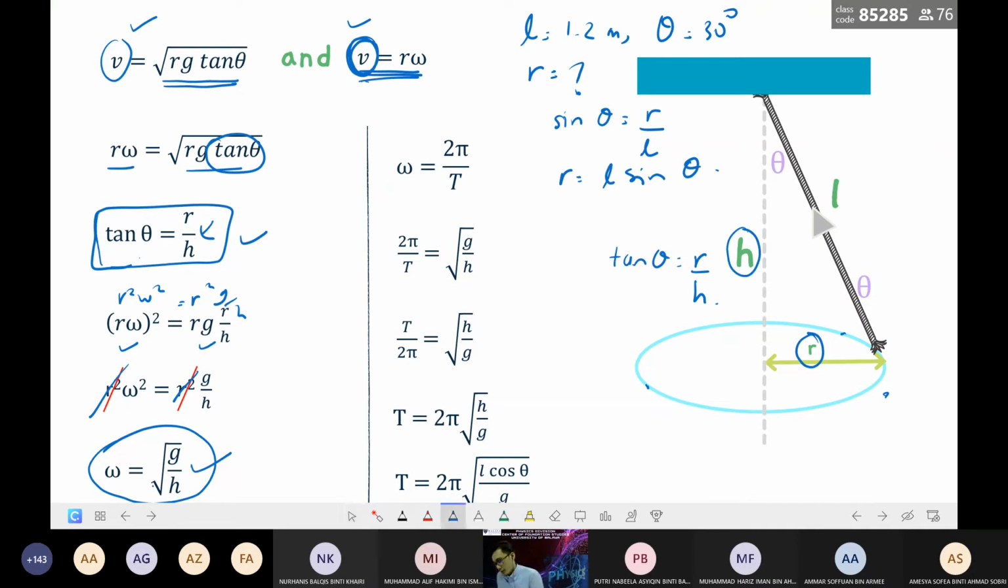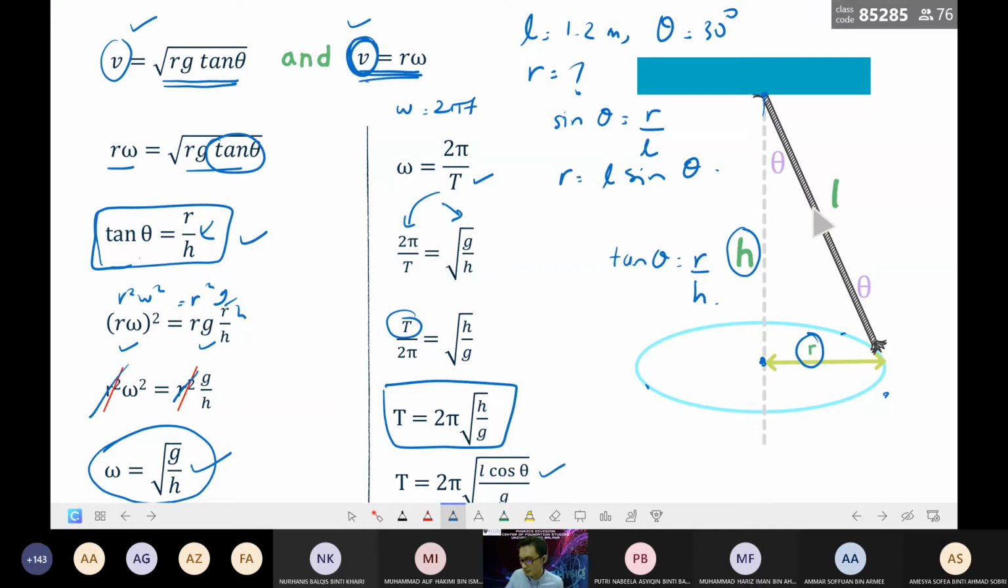Okay, so omega is equal to square root of G over H. G is gravity, H is the vertical distance from the ceiling to the center here. And we also know from the previous lecture that omega is equal to 2 pi f, and also equal to 2 pi over T. We equate the omega of this one to this omega, square root of G over H, and we can find the value of T. T is equal to 2 pi square root of H over G, and H we know is L cos theta. It's okay, this one I will show later.